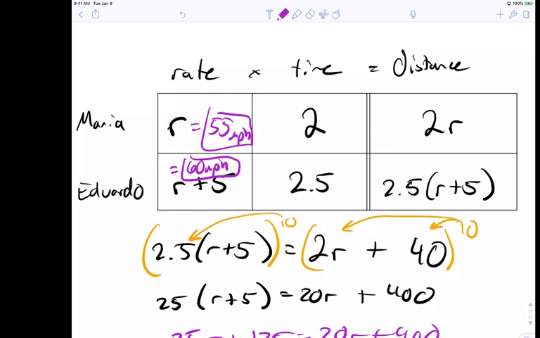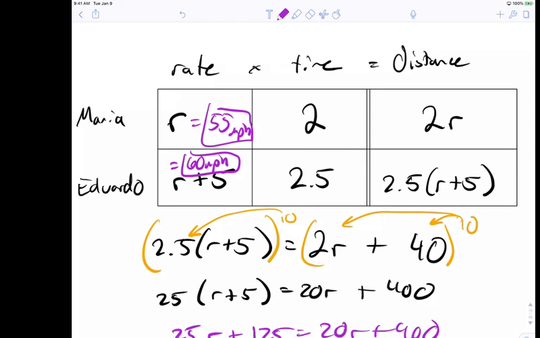150, right? 40 miles more. He should go a distance of 150. So if we say 55 plus 5 is 60, 60 times 2.5, 60, 120, 150. It works out. Okay? So this result does make sense in the context of the original.